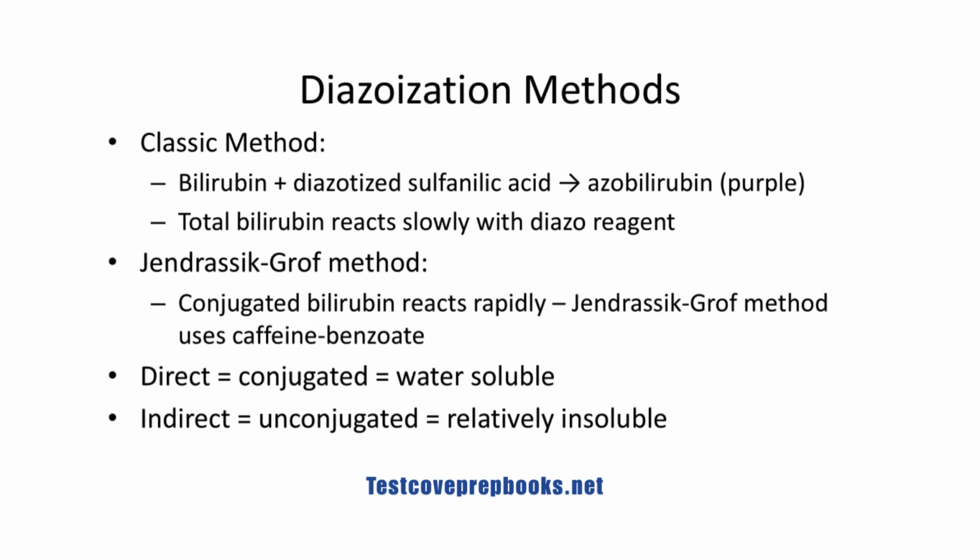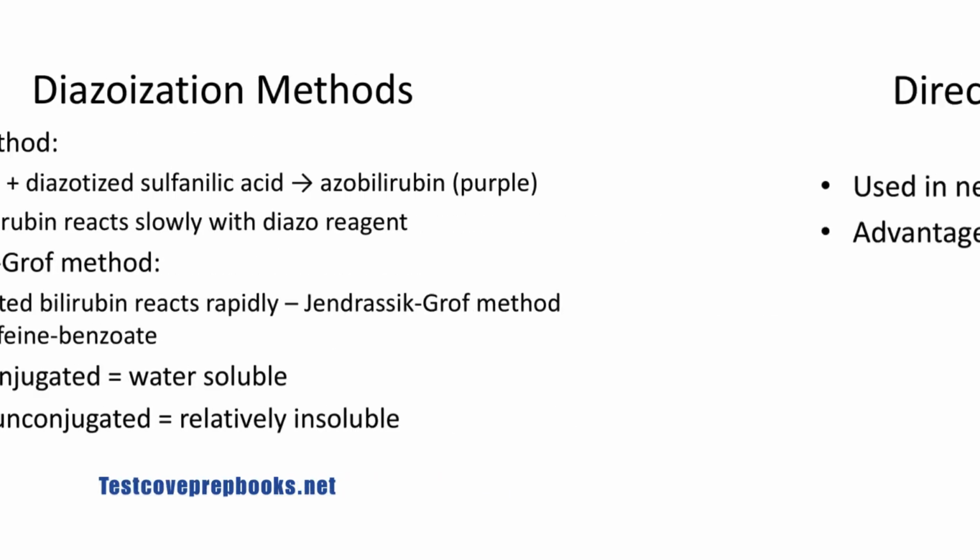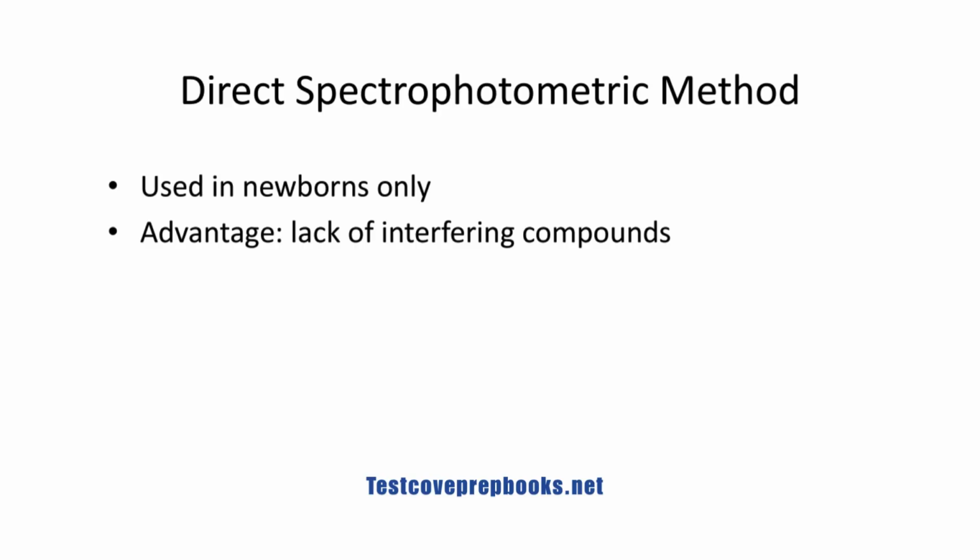The Jendrassik-Grof method improves this reaction by using caffeine benzoate as an accelerator. Remember that direct bilirubin is conjugated and water-soluble, while indirect bilirubin is unconjugated and relatively insoluble. Next, we move to the direct spectrophotometric method. This technique is mainly used in newborns. Why? Because newborns lack many of the interfering compounds found in adults, making this method effective for them.